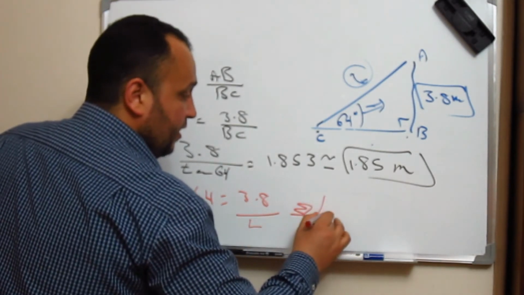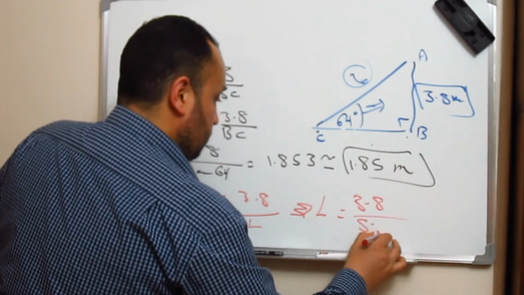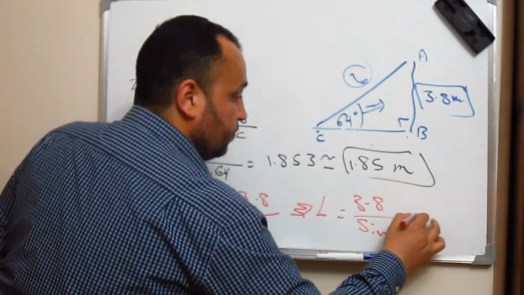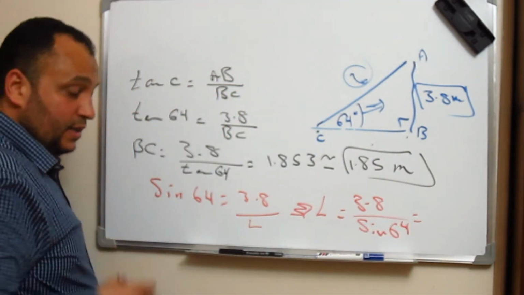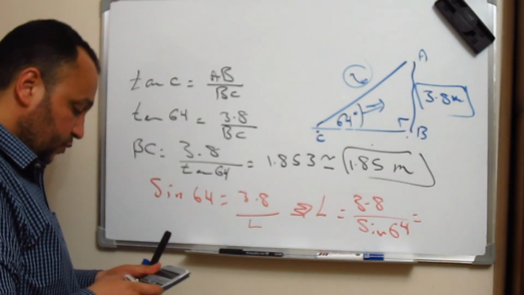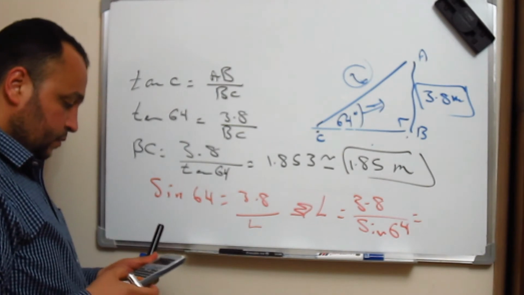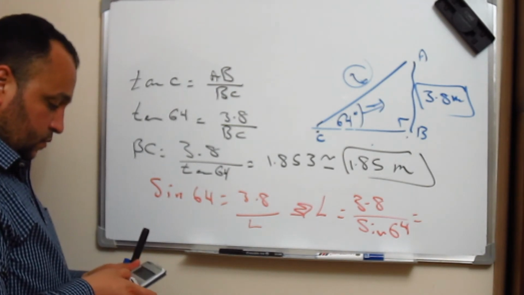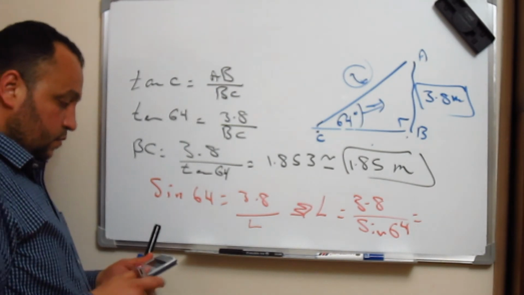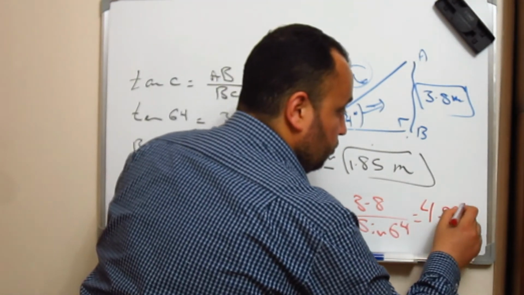From it, the length equals 3.8 over sine 64, equals... let's see it together on the calculator. 3.8 over sine 64 equals 4.227.